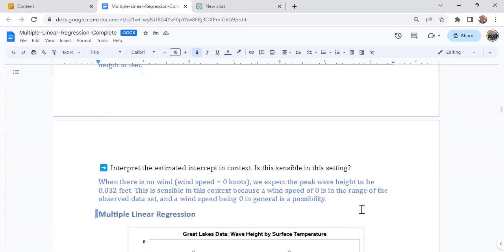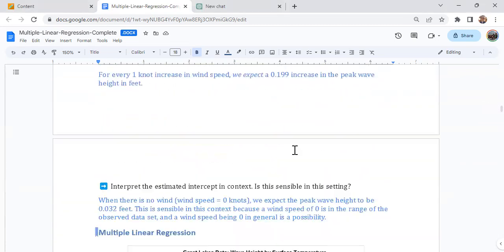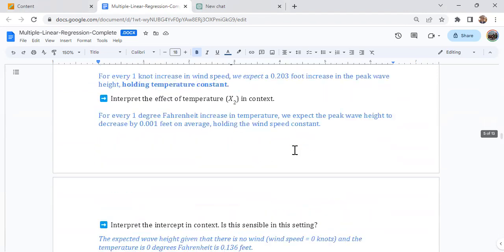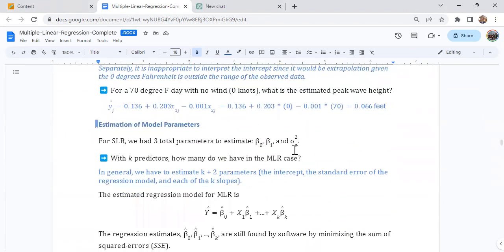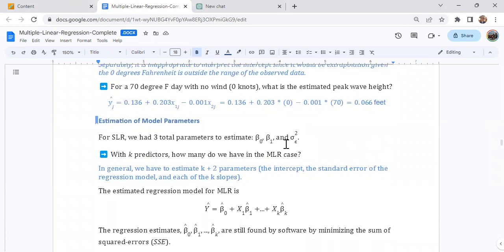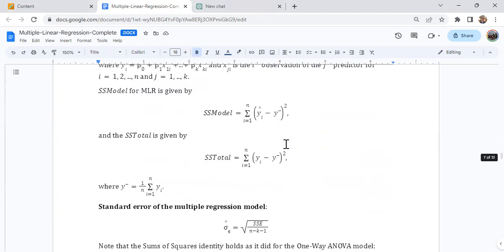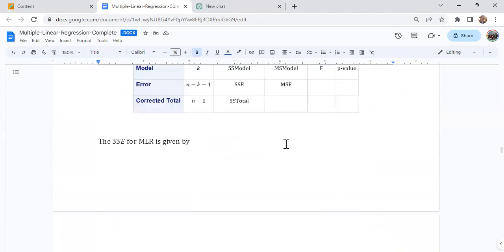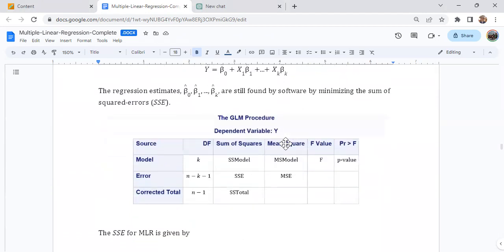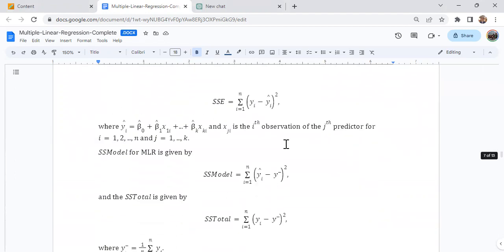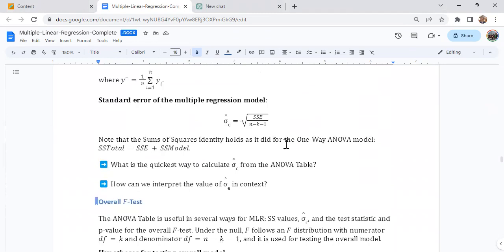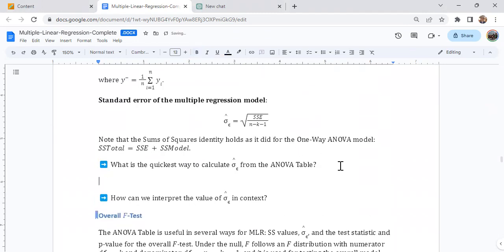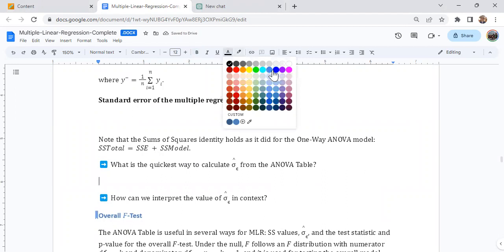And so we started with a review of simple linear regression, using just wind speed as a predictor. And then we got to multiple linear regression where we were using temperature and wind speed. And we had just gotten to the ANOVA table for multiple linear regression. I think we had talked about this last time, but I didn't write it in here.